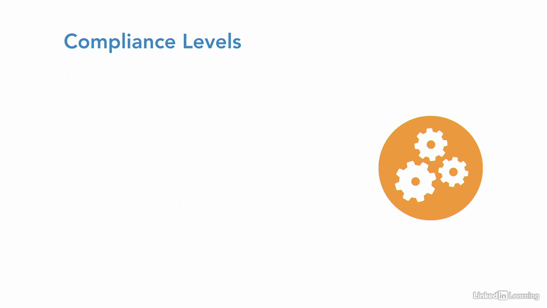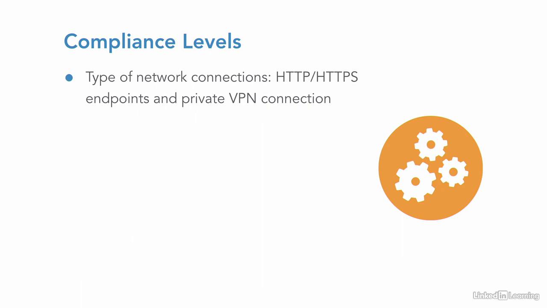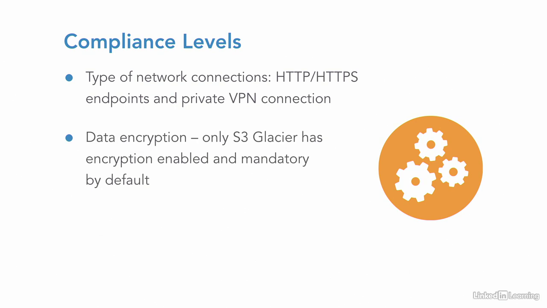It just depends on your compliance level, what you're trying to achieve. The types of network connections that I can utilize to match the compliance levels of what I need in order to operate in the cloud can either be an HTTP or HTTPS endpoint. You can also use private VPN connections. And as talked about, only S3 Glacier has encryption enabled and mandatory by default, but I can turn on data encryption for any data records that are stored at AWS.